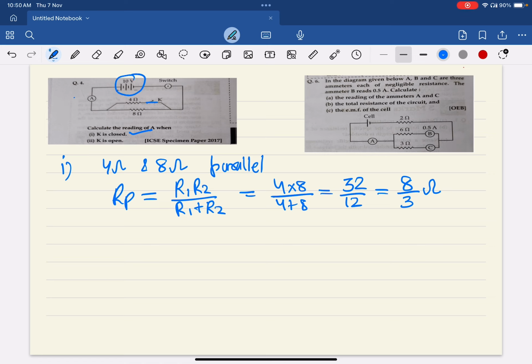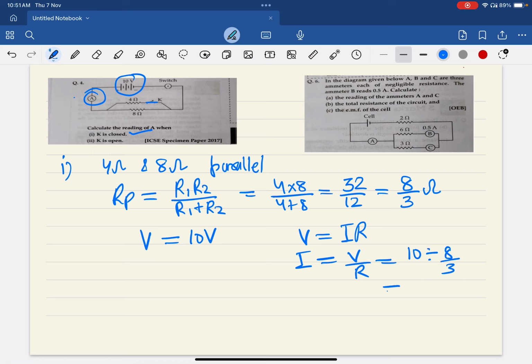The potential difference of the battery, or EMF of the battery, is given as 10 volt. We will apply Ohm's law, V equals IR, and we have to find the reading of the ammeter. What does an ammeter do? It measures the current flowing through the circuit. So we have to find I. I is equal to V by R, which is 10 divided by 8 by 3, or 10 times 3 by 8, and the answer is 15 by 4 ampere. So that is our answer for part 1.